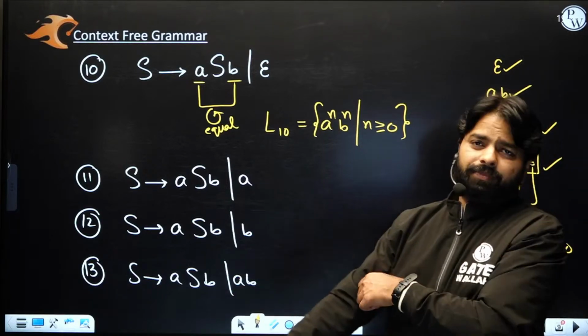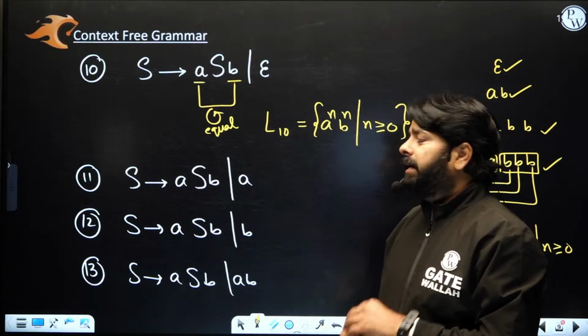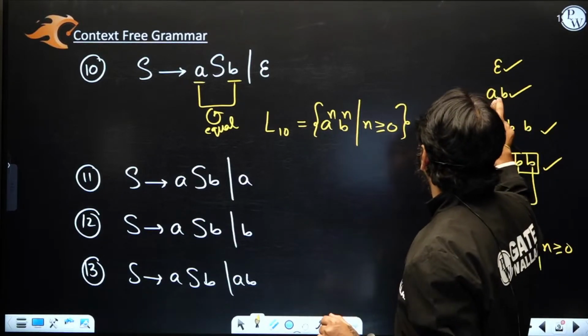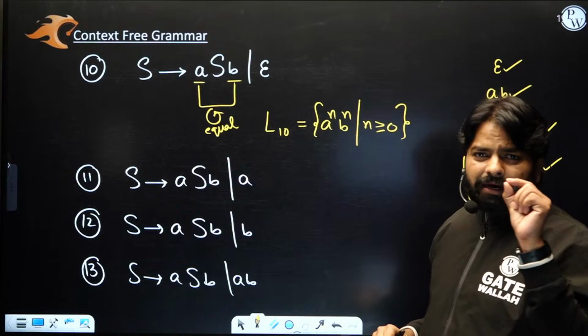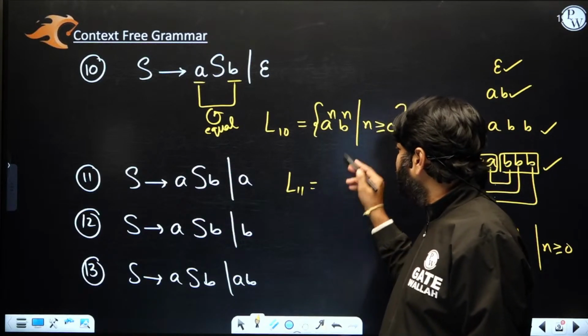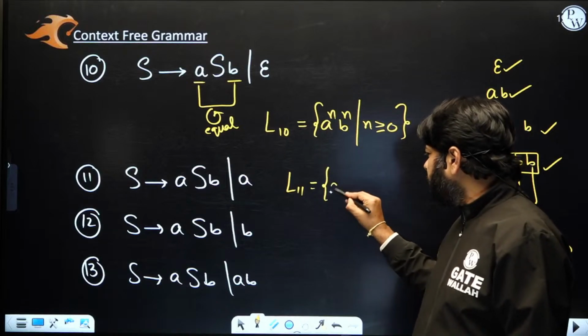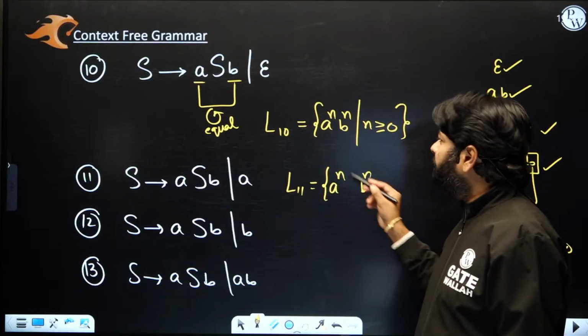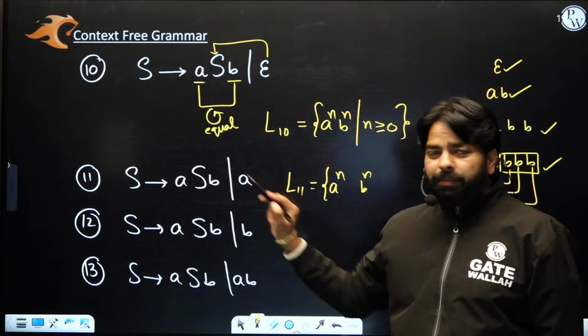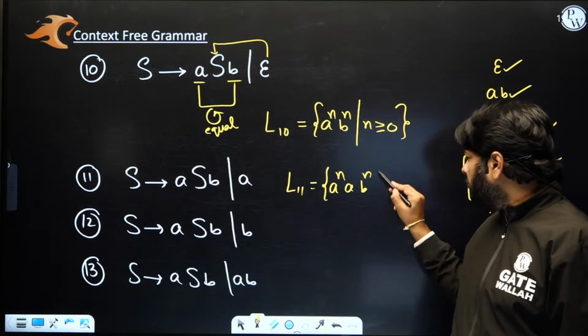The minimum is A. And the next string, instead of epsilon, now you have A. Then AB in between, you will see A. So the language L11 is going to be similar to that, A power n, B power n, but previously epsilon was coming in the middle, and now A is going to come in the middle. So here A is there.